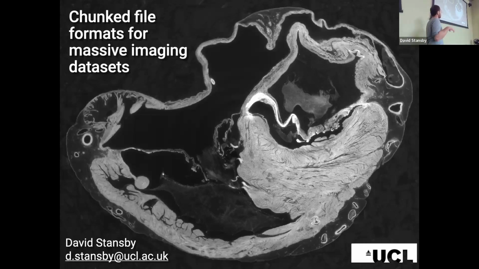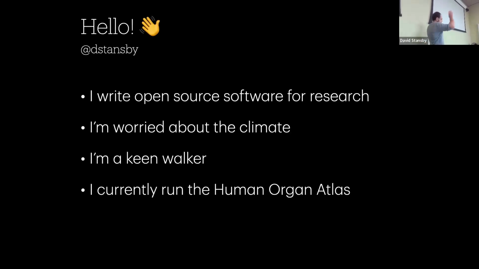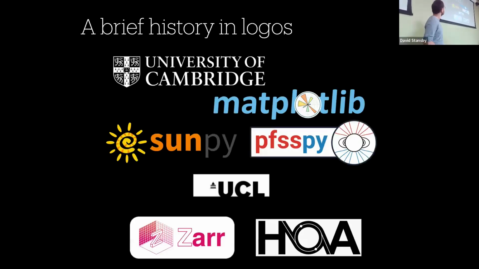So I'm going to talk to you a bit today about how we try to handle and analyze these huge datasets. I'm David Stansby. I looked on my website to find out who I am. I write open source software for research. That's my big work identity. I'm worried about the climate, and I'm a keen walker. That's two parts of my identity outside of work. And in terms of projects, I currently run the Human Organ Atlas, so I'll talk a bit about that.